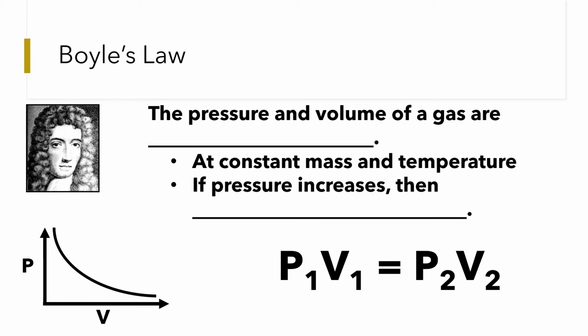We can summarize Boyle's law by saying that pressure and volume of a gas are inversely related. And I can replace related with proportional as well, and it will be the same thing. Inverse means opposites. When one goes up, the other goes down at constant mass and temperature. Volume increases, then pressure decreases. Same thing, if pressure increases, then we know volume decreases. We have our equation here, P1V1 equals P2V2. And again, that is Boyle's law.